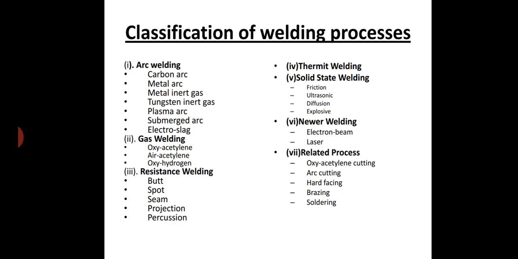Resistance welding is a type of plastic welding where you have butt welding, spot welding, seam, projection, and percussion welding. Thermit welding is a type of chemical welding normally utilized for aluminum alloy welding. Solid state welding is actually based on friction, ultrasonic, diffusion, and explosive. All those are the major types of welding process you may come across in the manufacturing process when you are learning in detail. We will be discussing more the general working of arc and gas welding only.